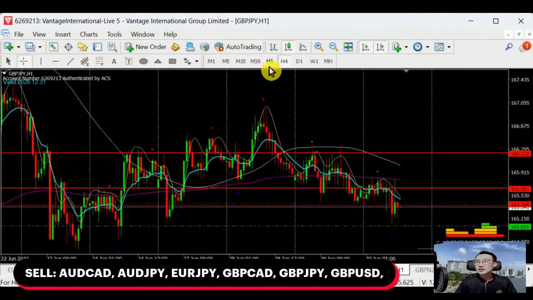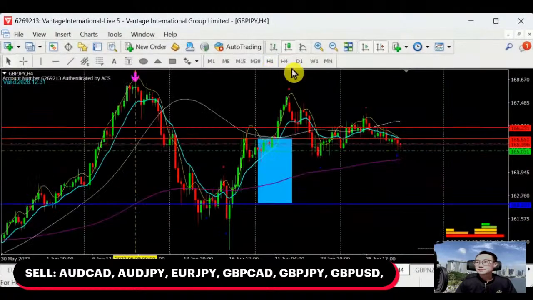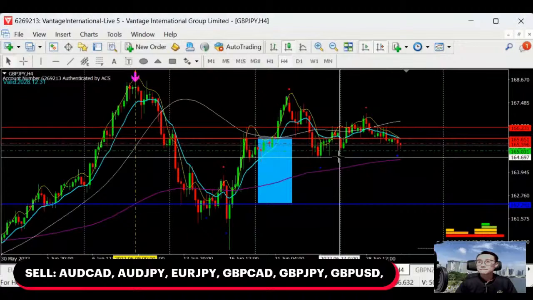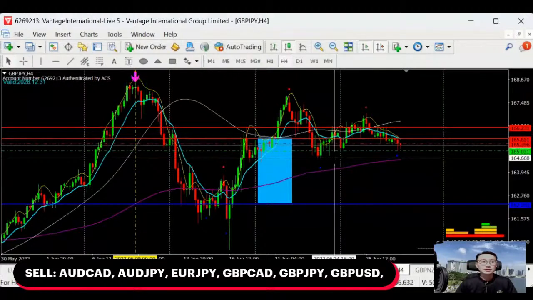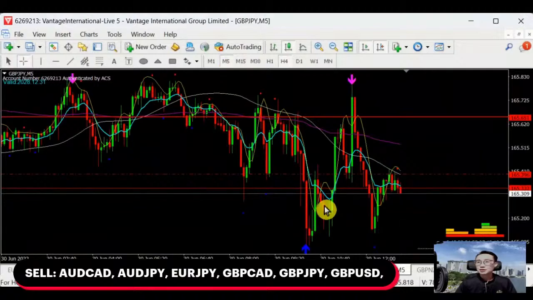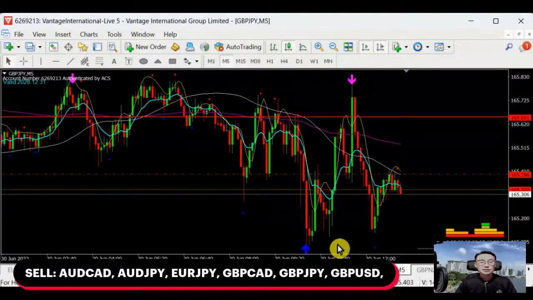Currently, let's see. Yes, it's possible, because I myself am actually looking at this support. It's just that the current situation is a bit difficult. If you go to M5, all of this creates a lot of support and turbulence in this area, so this area can be a consolidation area.